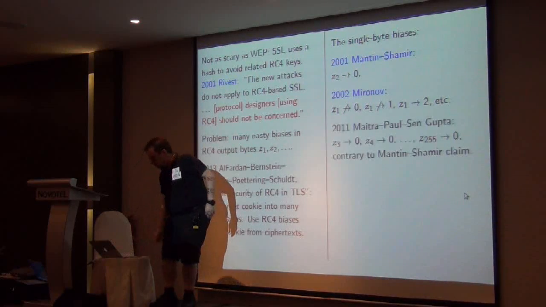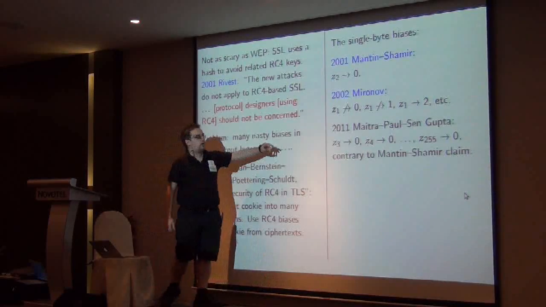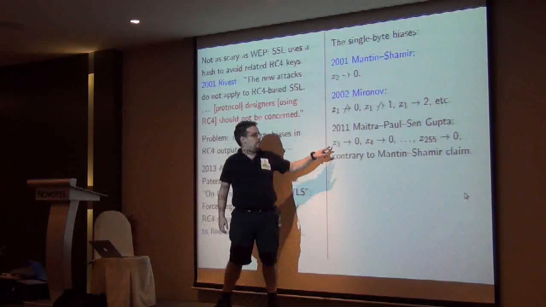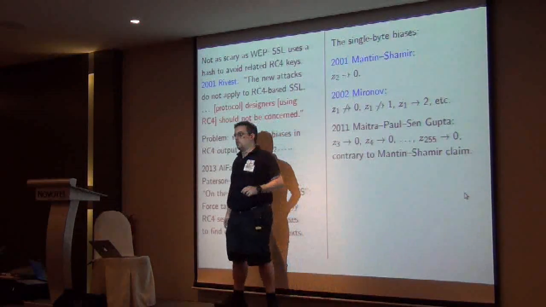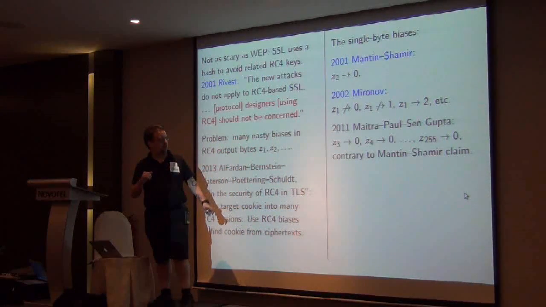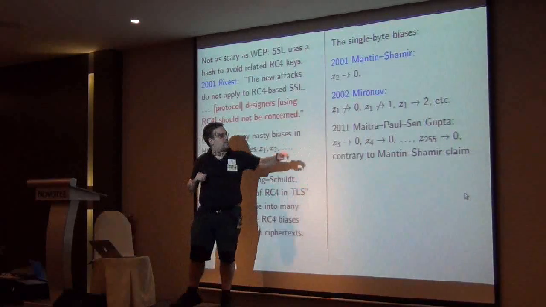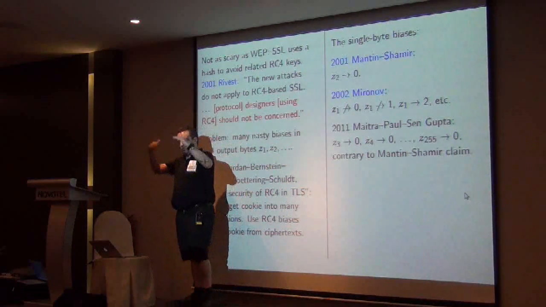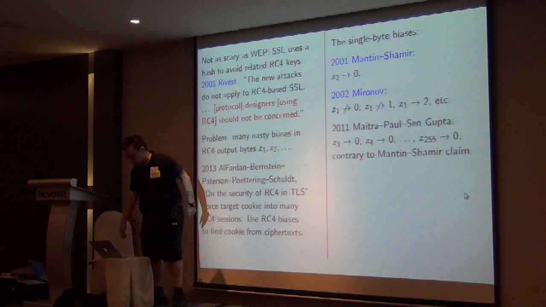And then, much more recently, Maitra, Paul and Sen Gupta observed that Z3 and Z4 and so on through Z255 all have more than 1/256 chance of being zero, which is contrary to something that Mantin and Shamir were claiming, that they were exactly balanced, all those other Z sub i's.